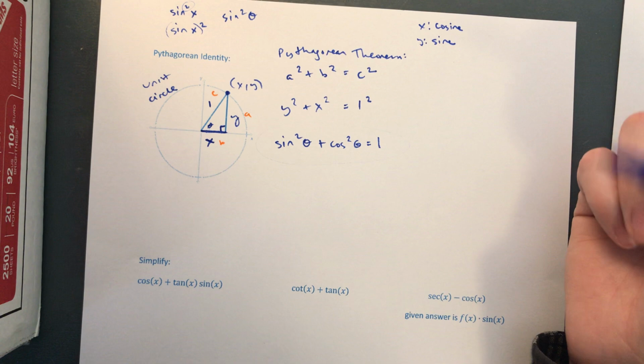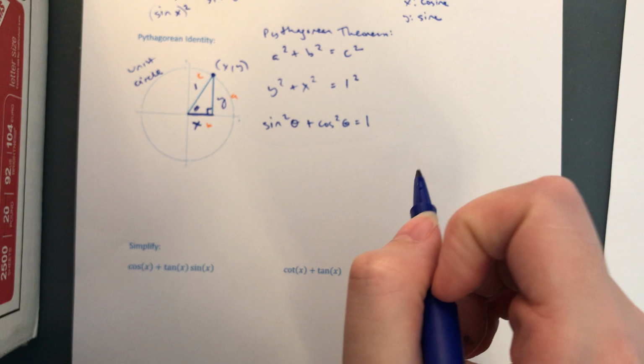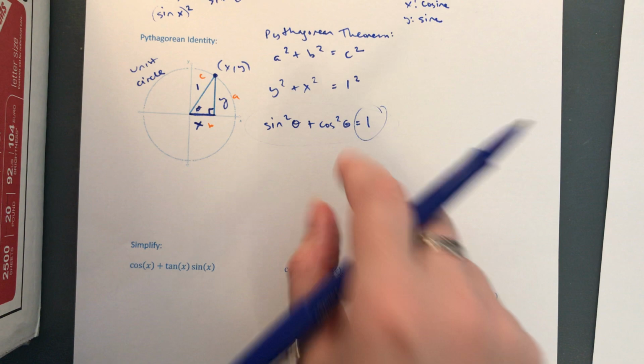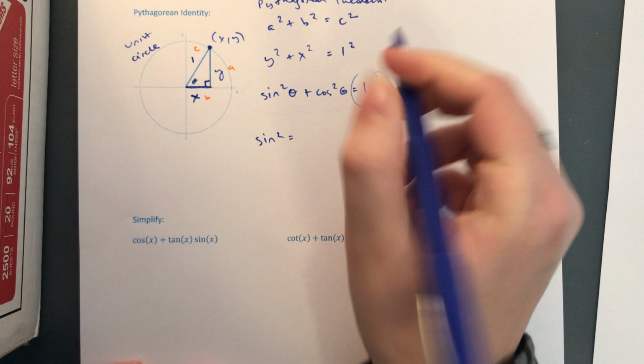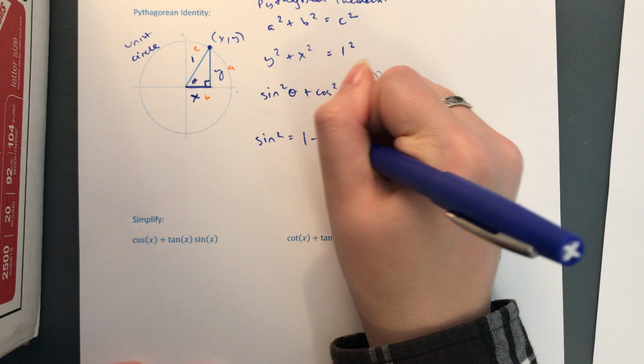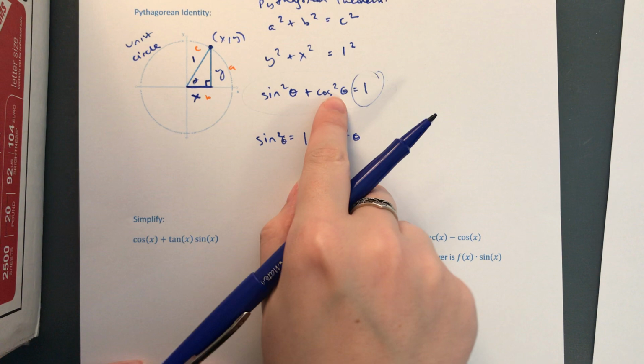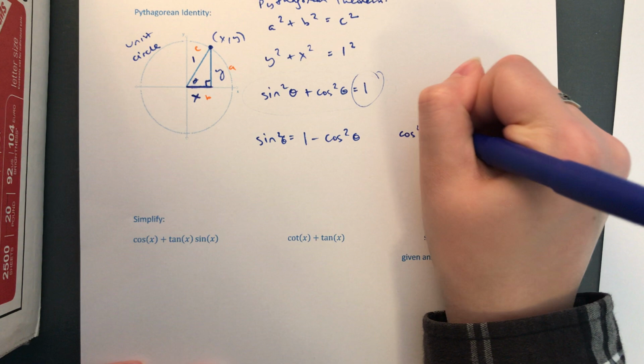And so this is really helpful in other trig applications. So we can always replace 1 with sine squared plus cosine squared, and vice versa. We can also just solve for sine squared. To get sine squared by itself, you'd subtract cosine squared from both sides. So sine squared theta equals 1 minus cosine squared theta. And similarly, if you wanted cosine squared by itself, you'd subtract sine squared from both sides. So cosine squared theta equals 1 minus sine squared theta.